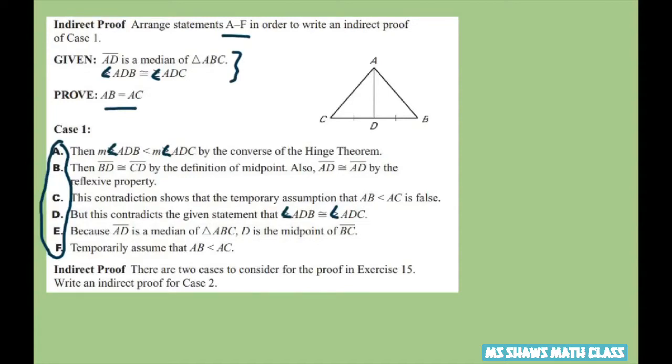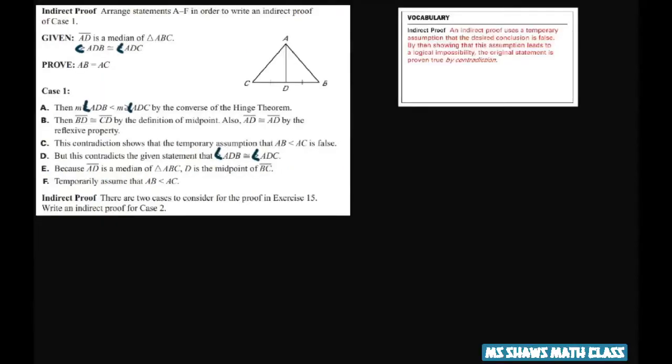For an indirect proof, what you want to do first is to use a temporary assumption that the desired conclusion is false. So that means F is where you temporarily assume that this is false. In this case, we're saying that AB is less than AC instead of equals. So F goes first. And then you have to use logical reasoning to get a logical impossibility of the original statement. So let's see what we can do next.